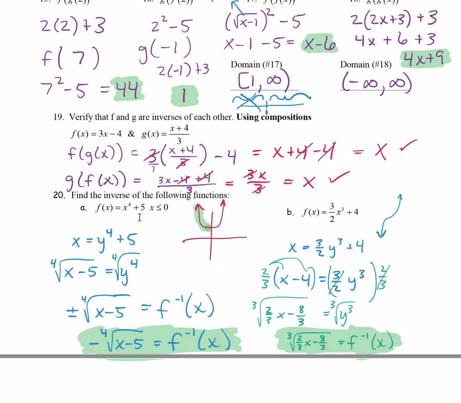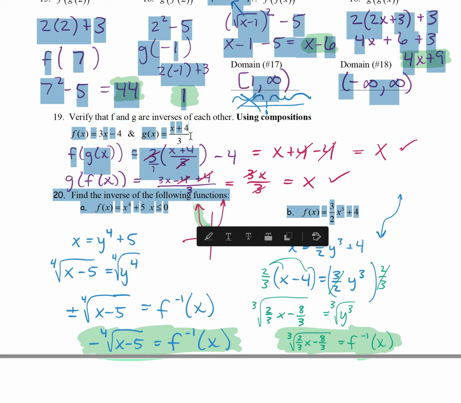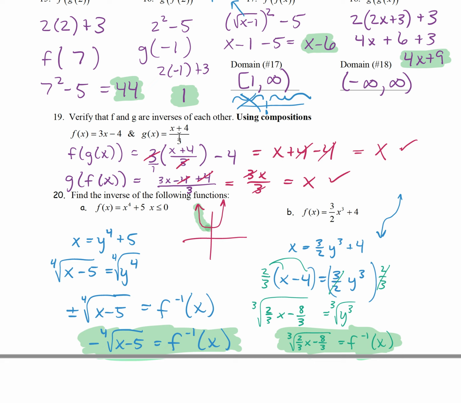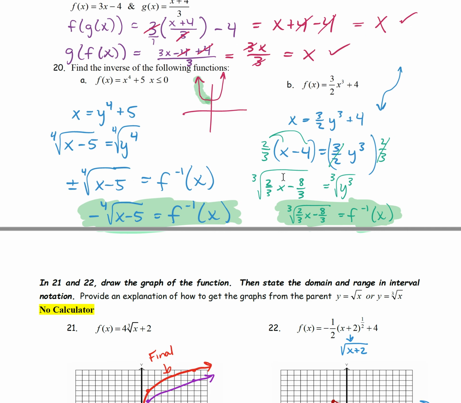Verifying these are inverses of each other, right? So this is doing f of g of x and making sure you get x, and then doing g of f of x. So take f of x and chuck it into g, and take g and chuck it into f. So take the x plus 4 over 3, and then throw it into that input x. Instead of 3 times x, you get 3 times g of x minus 4. The 3's cancel, and then x plus 4 minus 4 is x. And you can see that work.